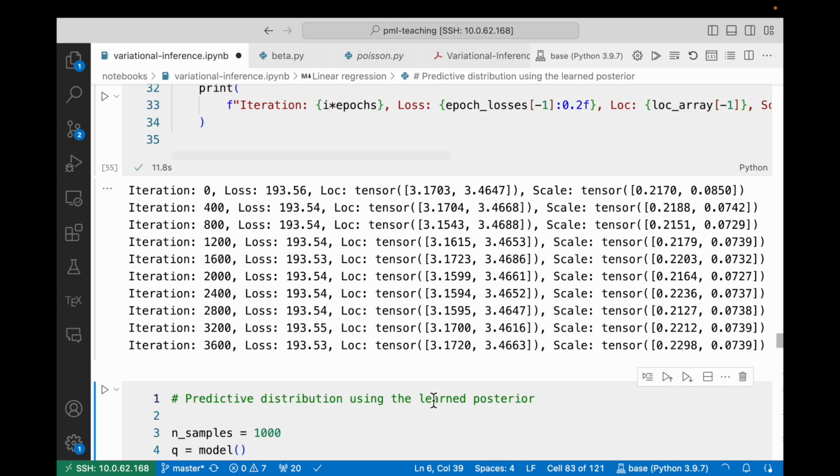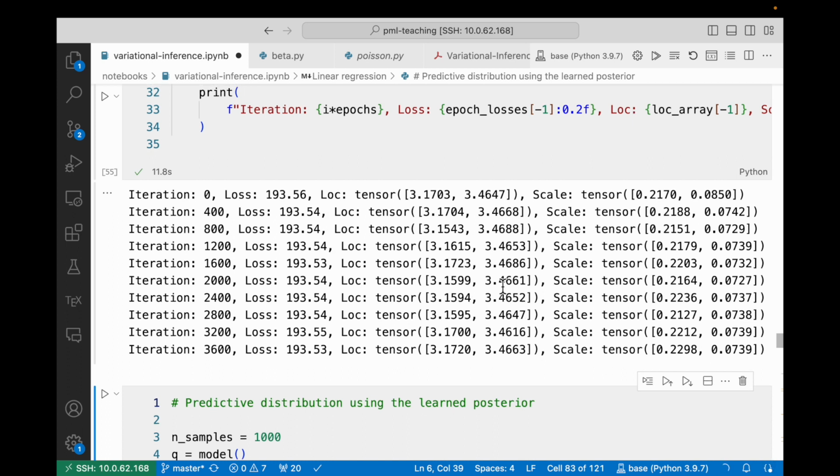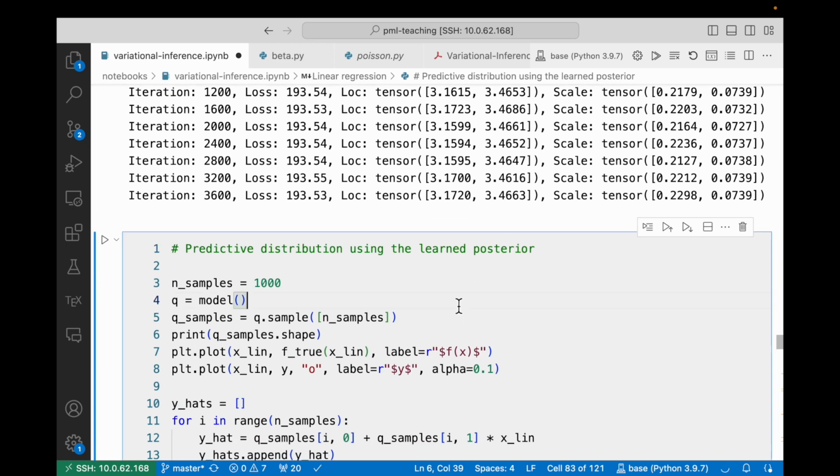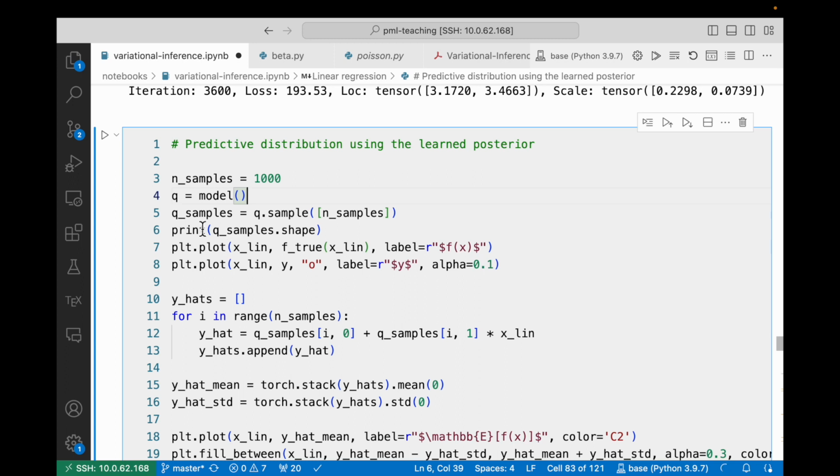We see the values 3.17, 3.4, and the scale is 0.21 and 0.08. If I do 1000 forward MC passes to predict, to get the predicted posterior, which is just, you get the 1000 samples and then you do Q of sample 0 dimension, which is the bias plus the intercept into x.